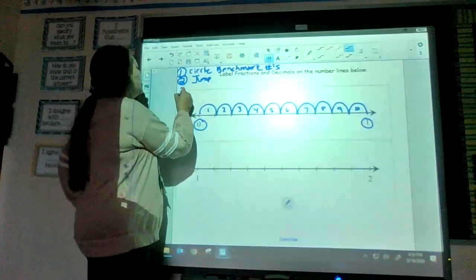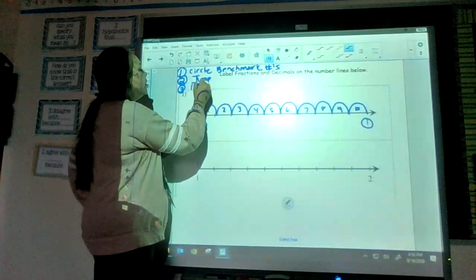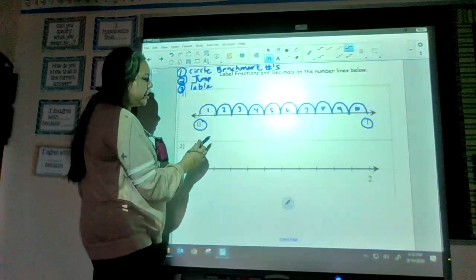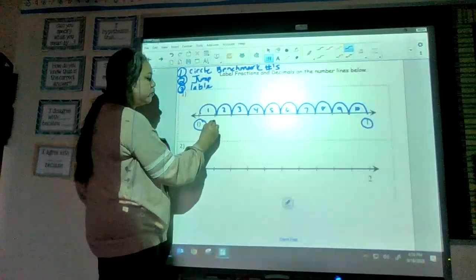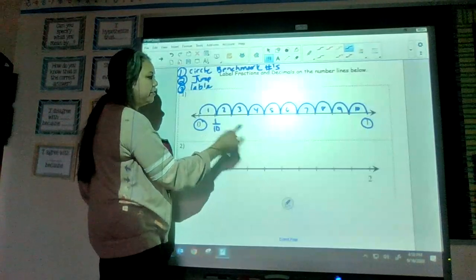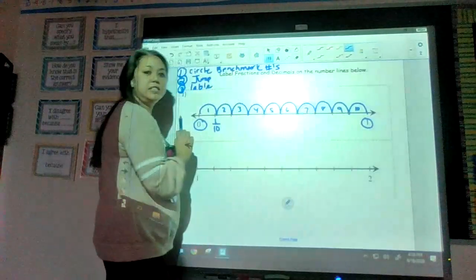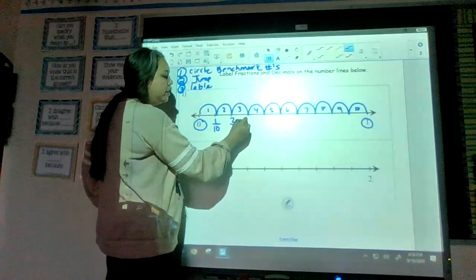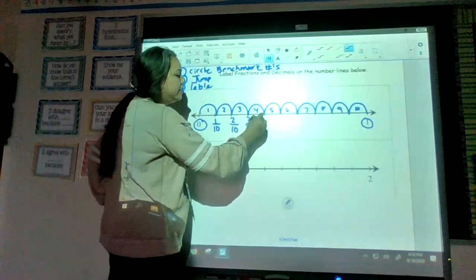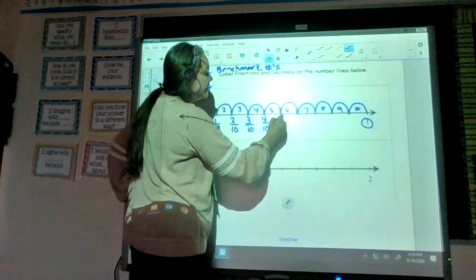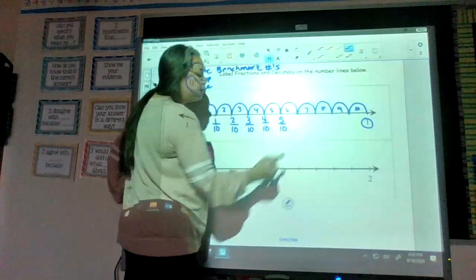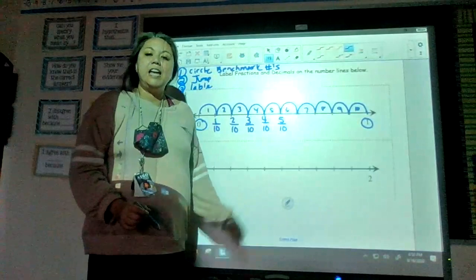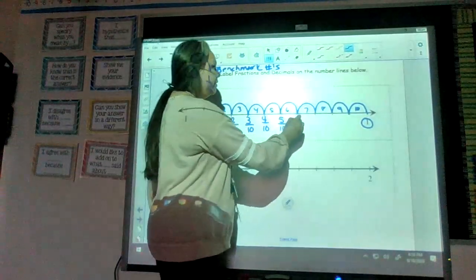And then we're going to label that number line. My denominator then is 10, and so this is one piece out of 10 because this is divided 10 times. 2 pieces out of 10, 3 pieces out of 10, 4 tenths, 5 tenths. Pause the video and finish the rest of the number line.